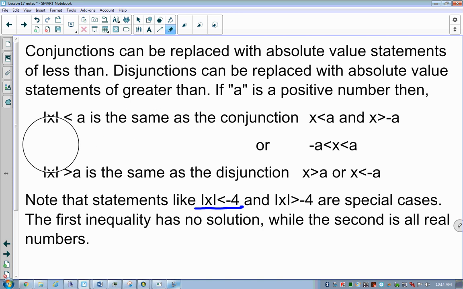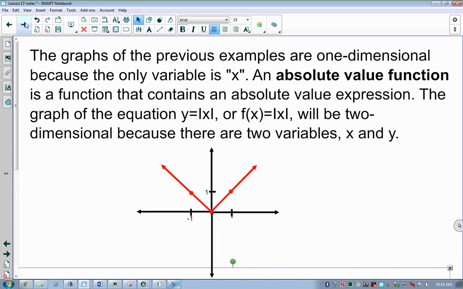All right, so hopefully that's some stuff that'll help you. That's what we call extraneous solutions. All right, when you see a graph of an absolute value, this is what we call the parent function. That's the most basic form of this function, but that's an absolute value function. It's a function that contains an absolute value expression.